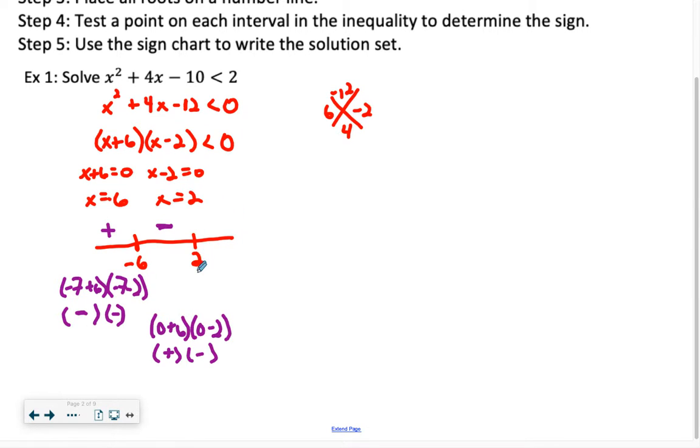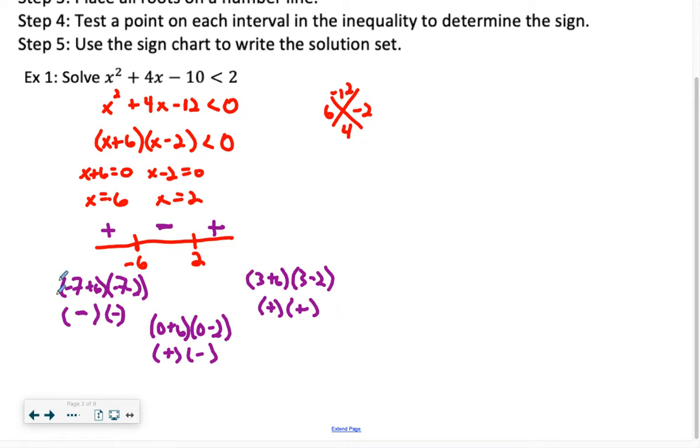Then finally, choose a number greater than 2. And I could choose anything, but I'm going to choose 3. So if I plug 3 in for x, I'm going to have 3 plus 6 times 3 minus 2. And again, all I care about are the signs. So this is going to be positive, and this is going to be positive. So a positive times a positive gets me a positive result.